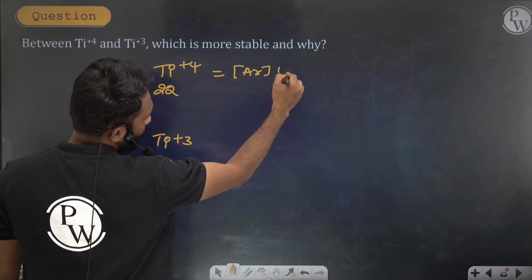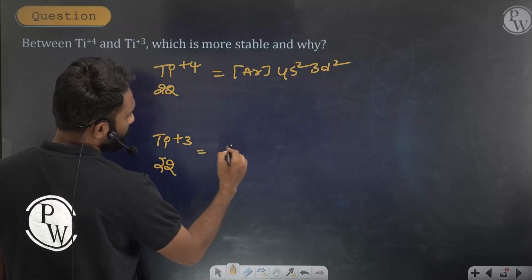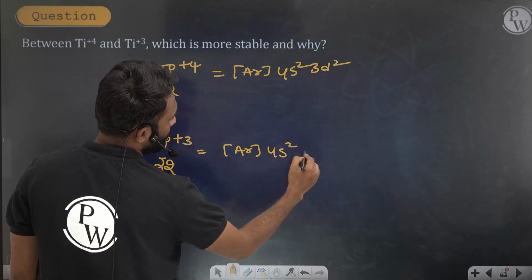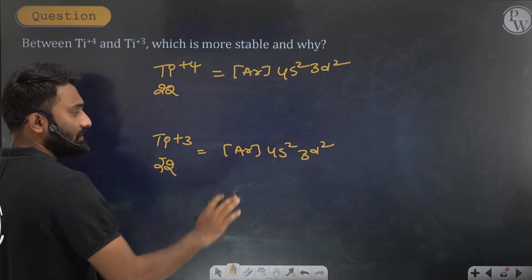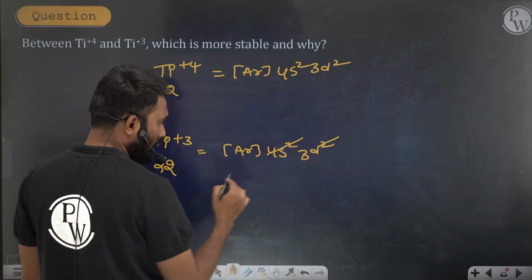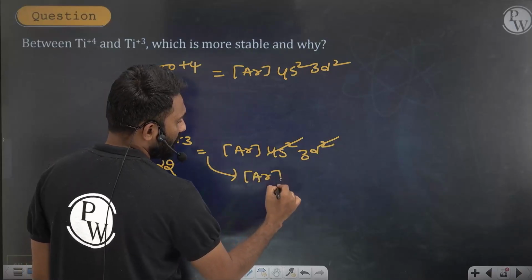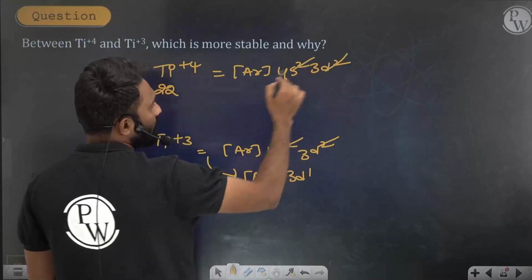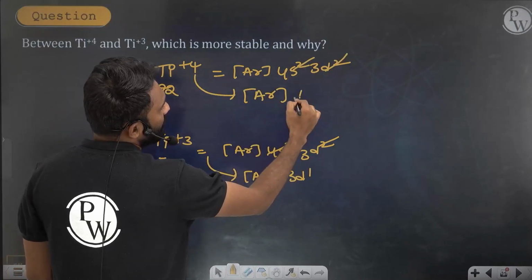Argon 4s2 3d2. Clear? Now this is argon 4s2 3d2. Titanium general electronic configuration is this one, but for titanium plus 3, one electron has been lost. Now titanium plus 3 electronic configuration is argon 3d1. Titanium plus 4, four electrons have been lost. Now its electronic configuration is argon d0.